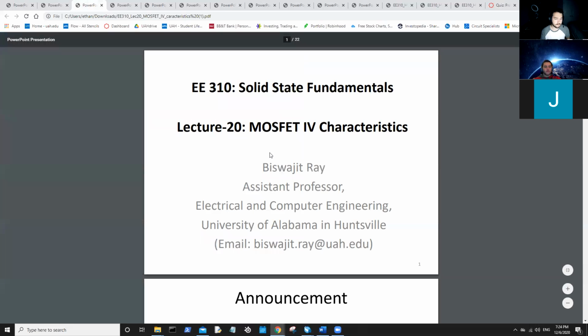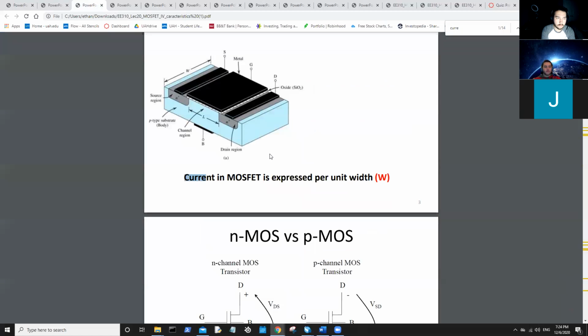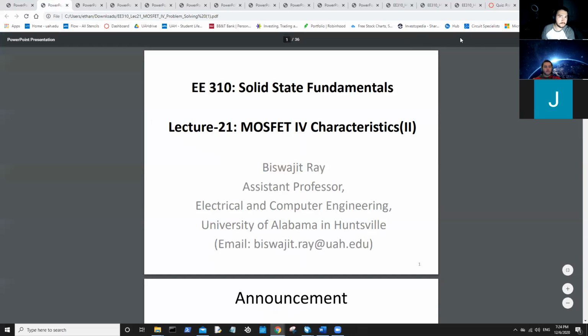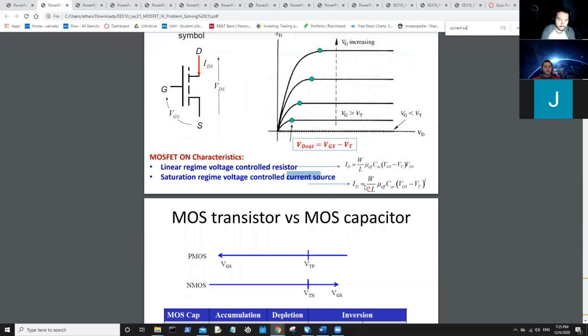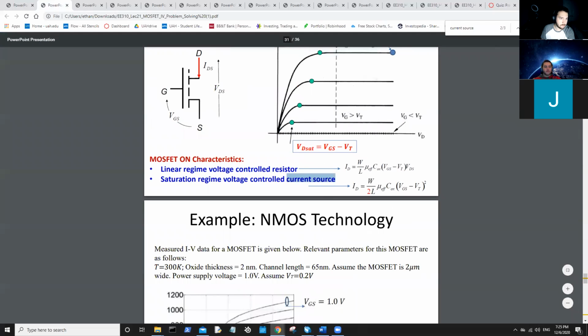So let's see if I can find it in here. Well, current source is not in this one. Let's look at this one. Oh, here it is. Oh wait, no, that's not the right thing. I want more current source. All right, it occurs 3 times. That's great.